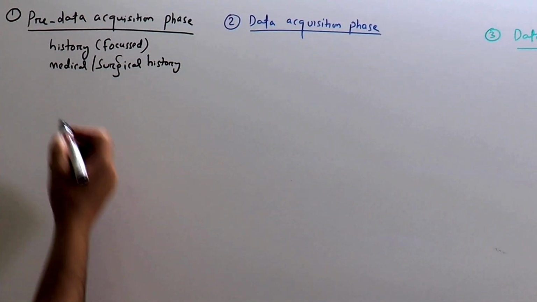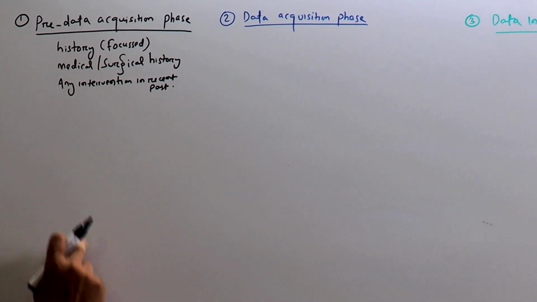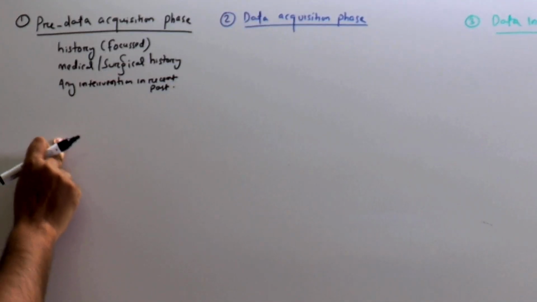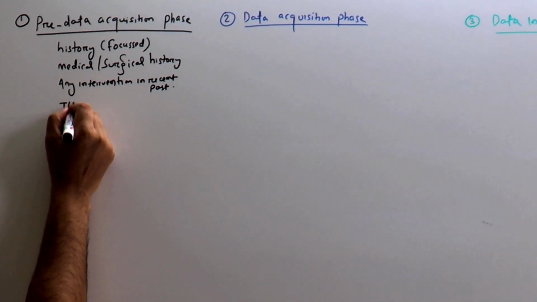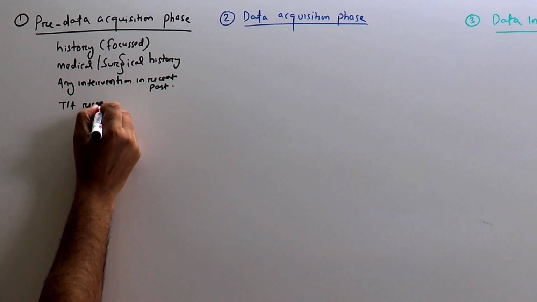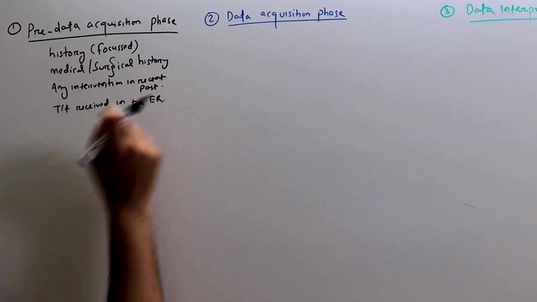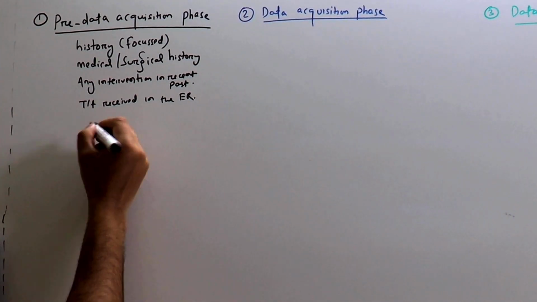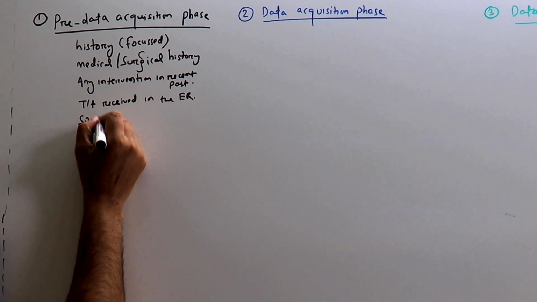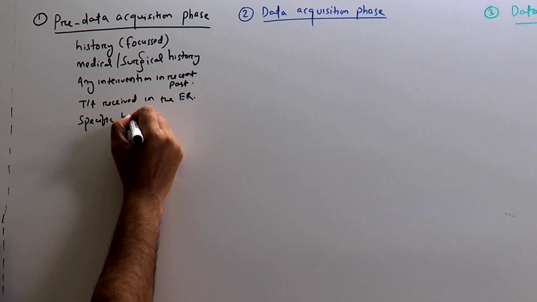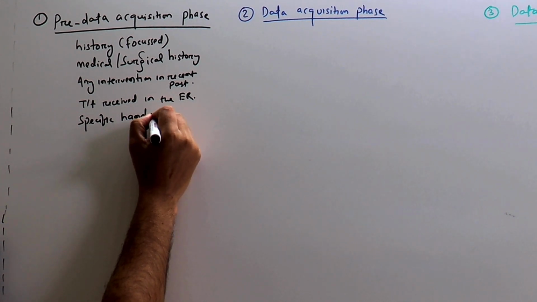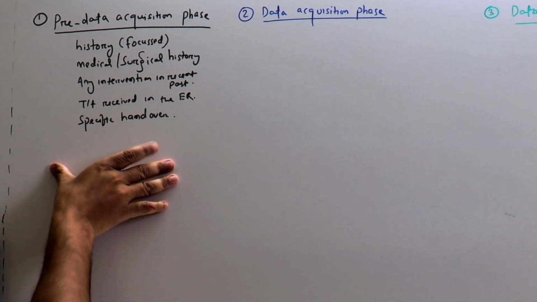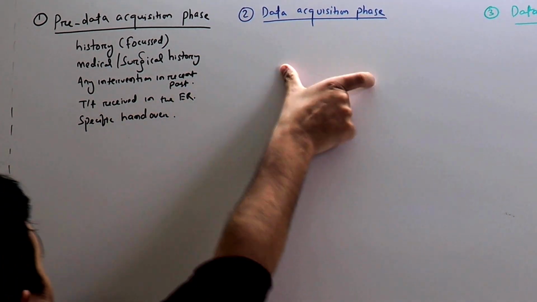Any intervention in the recent past, especially when this patient has come to you, the patient must have been through the ER, so treatment received in the ER. If you are examining the patient after the patient has come to the ICU, you must have a specific handover, that is the treatment he has received so far in the ICU. So these are the pre-data acquisition. Based on these things only, we will go to the data acquisition phase.